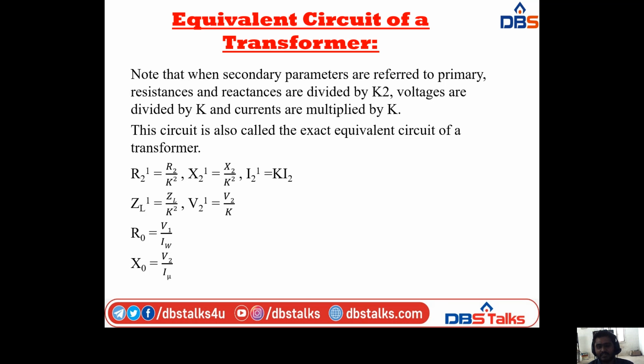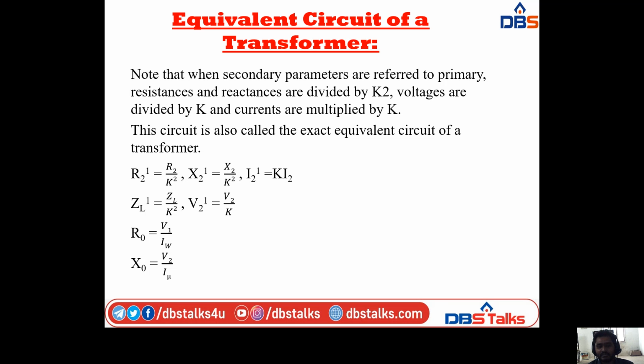So R2 dash is equal to R2 by K square and X2 dash is equal to X2 by K square. This R2 and X2 are the secondary resistance and reactance. And I2 dash is equal to K into I2. So I2 dash is the load component on the primary line.